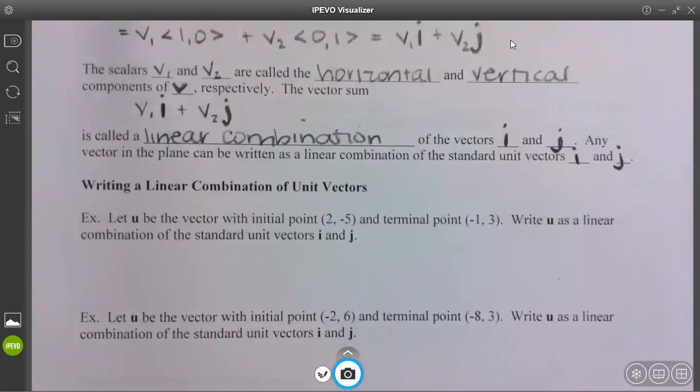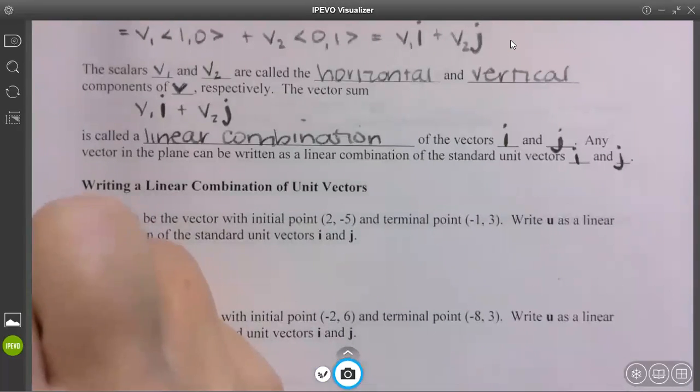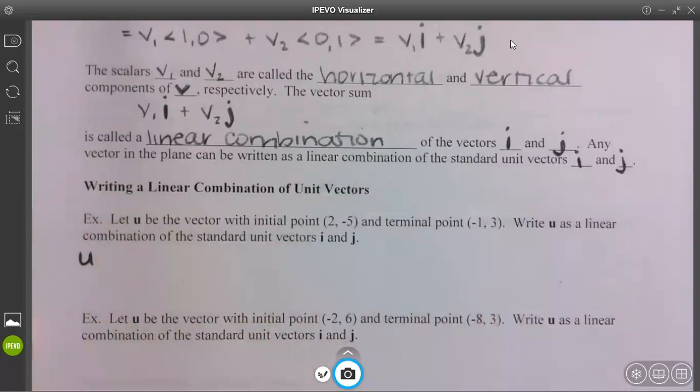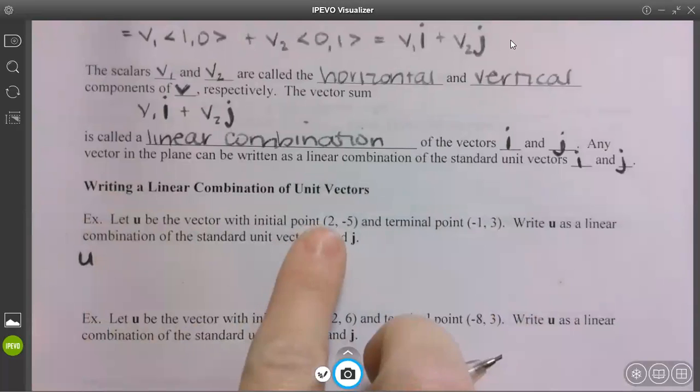So we're going to take these vectors and write them as linear combinations. It says, let U be the vector with initial point (2, -5) and terminal point (-1, 3). Write U as a linear combination of the standard unit vectors i and j. So we're going to go back to the beginning where we got to put these together. So remember, it's terminal minus initial.